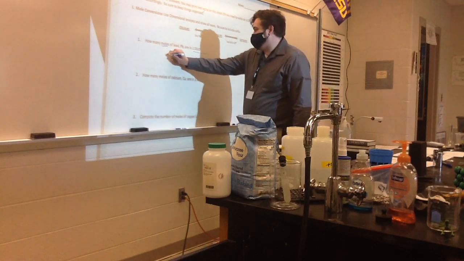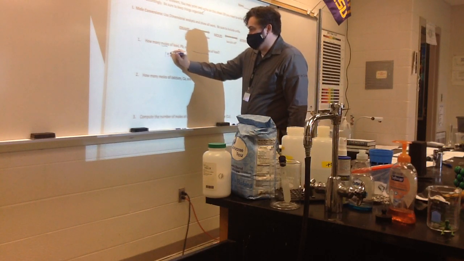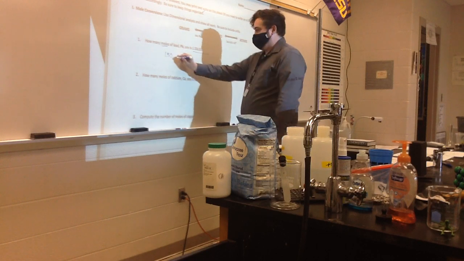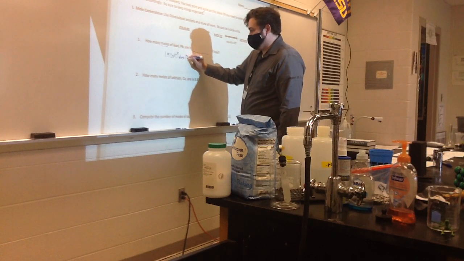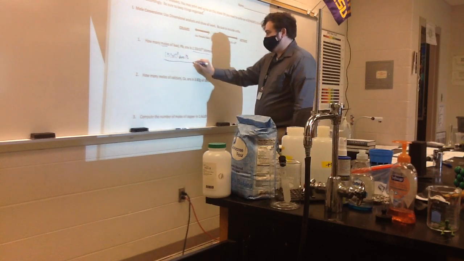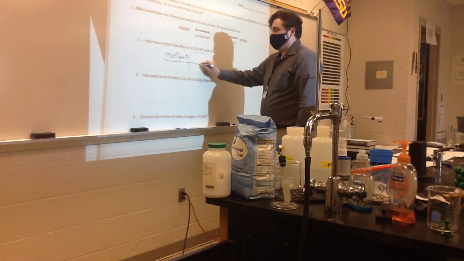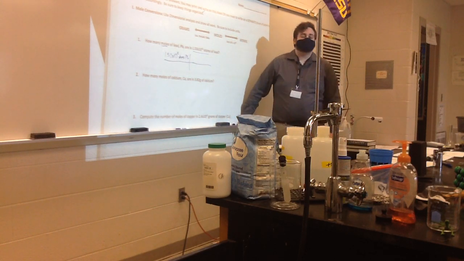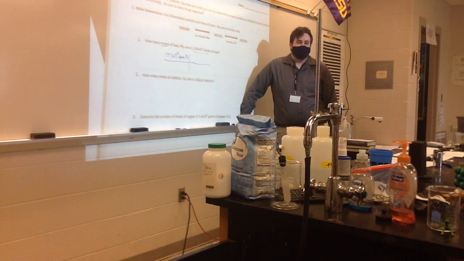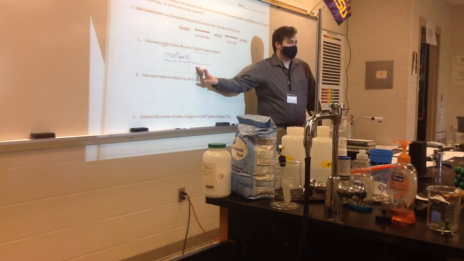So again, we're going to set this up here. We have our 1.50 times 10 to the 12 atoms of lead. Again, lead is Pb. We set up our little table here. And so when we use this conversion between atoms and moles, how do we set this up? Where do we need to put the numbers?